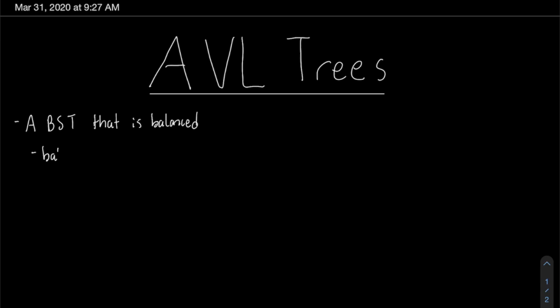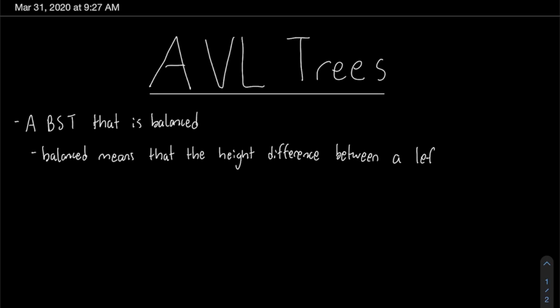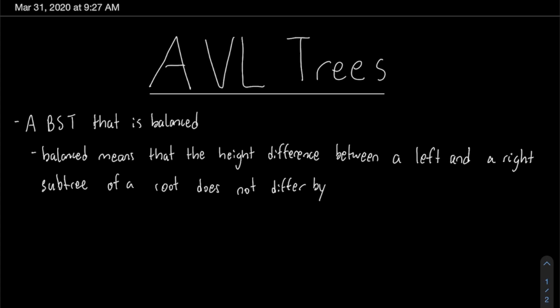So balanced means that the height difference between a left and a right subtree of a root does not differ by more than one.